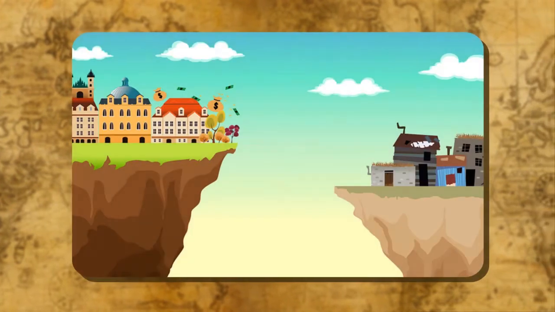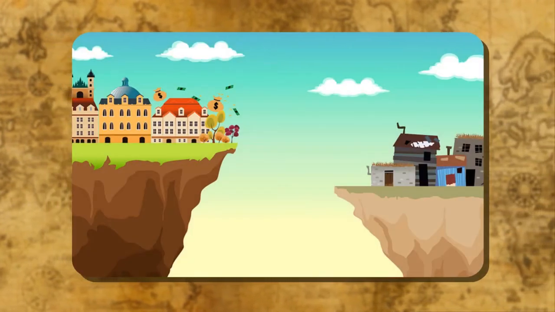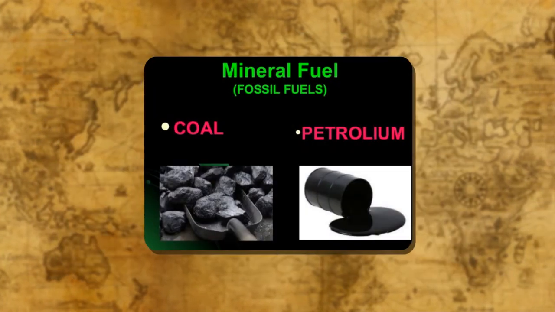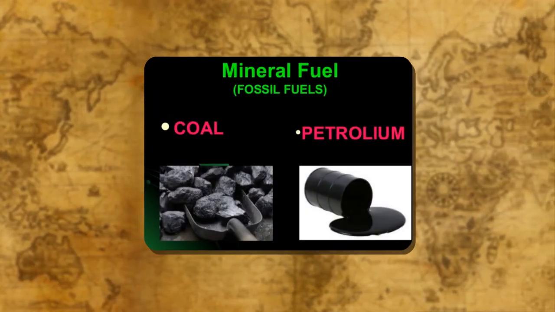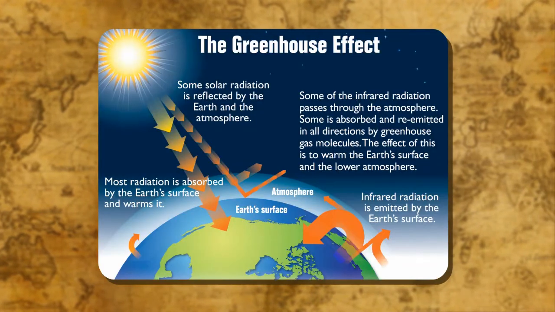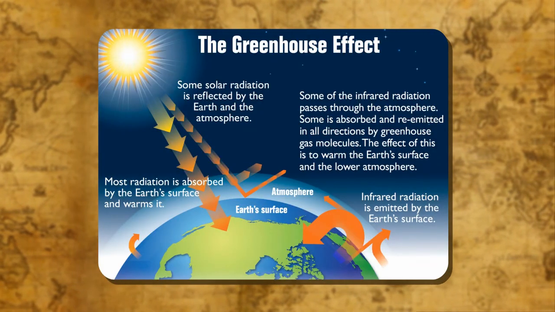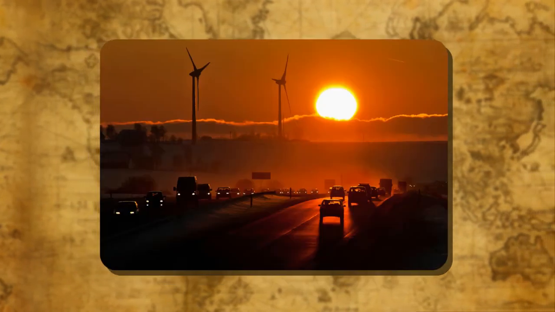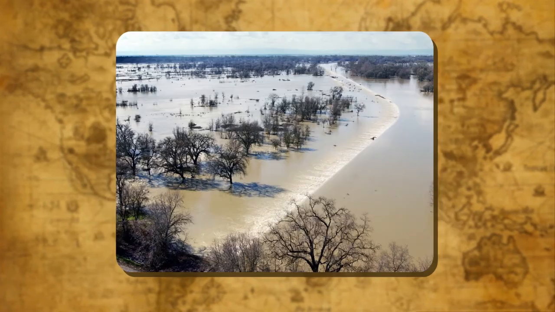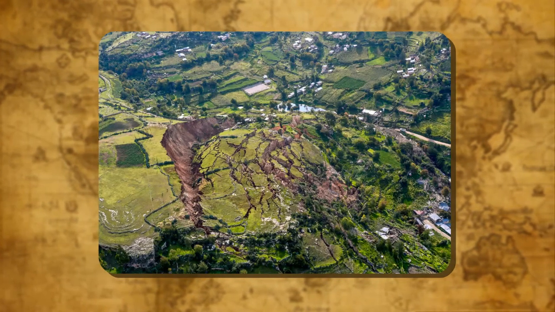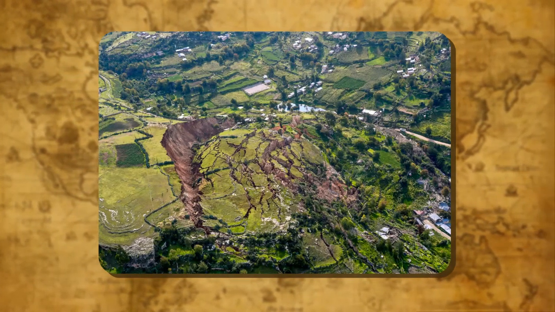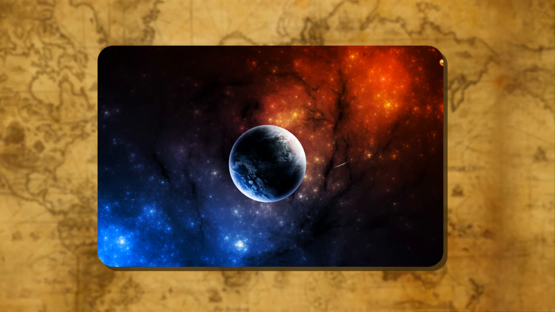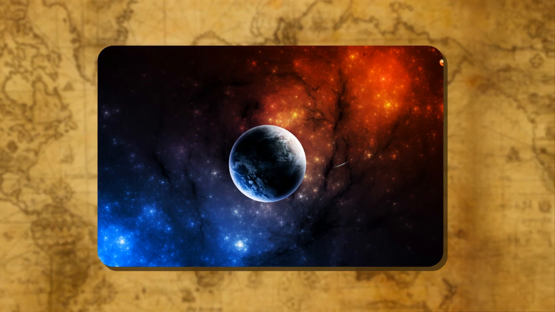For example, due to uneven distribution of resources, the gap between the rich and poor has increased. Due to reckless use of mineral fuels like coal and petroleum, the level of CO2 has increased in the atmosphere, which causes the problems of greenhouse effect, global warming, frequently occurring cyclones, floods and landslides. These are nature's way of warning man to mend his ways and learn to save and nurture his environment if he wants to continue his existence on Earth.